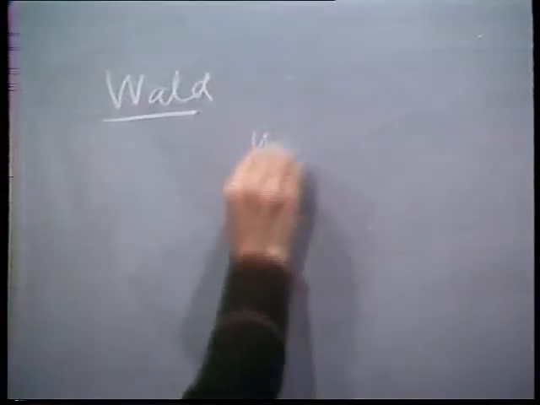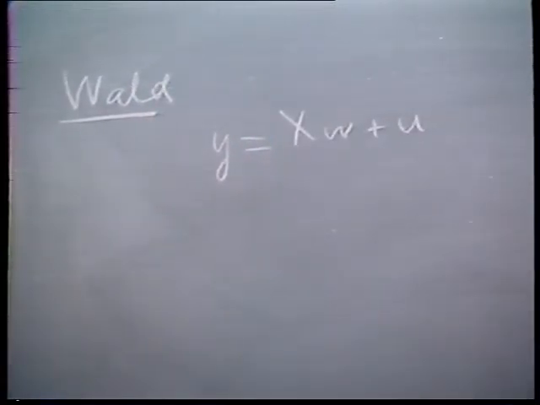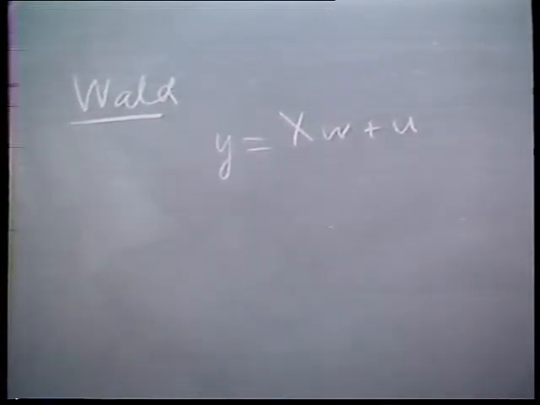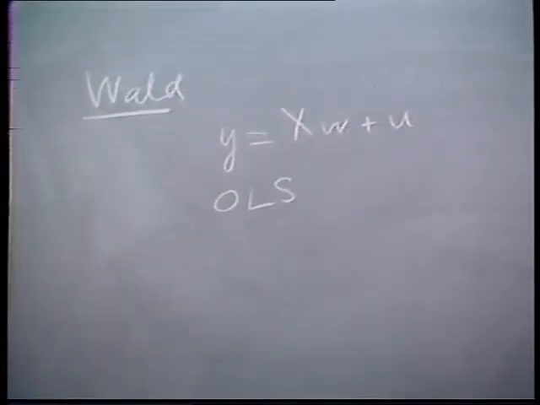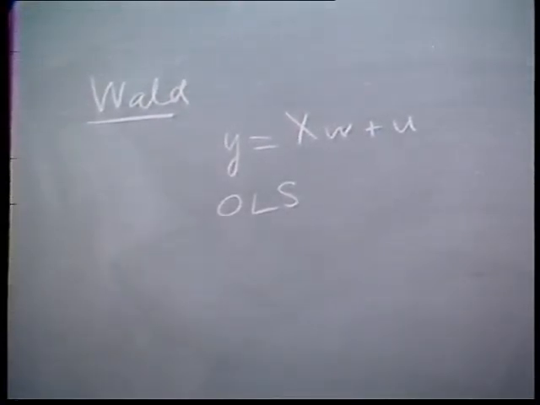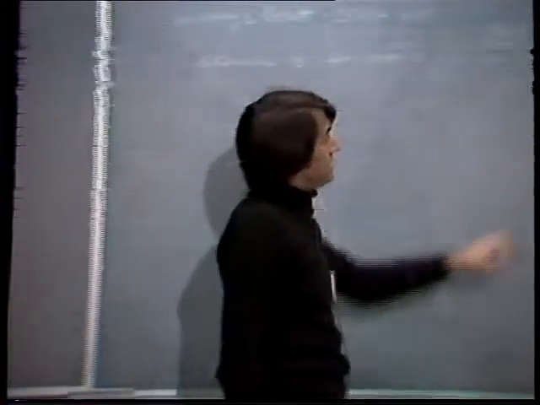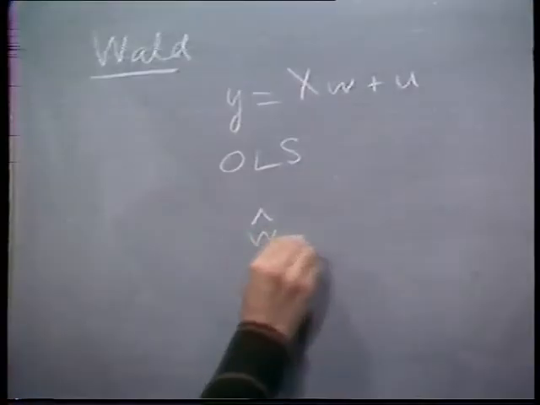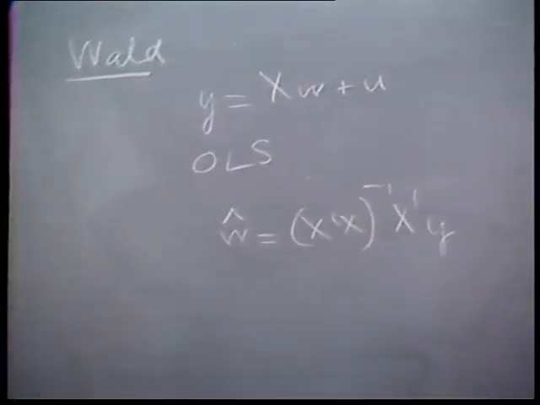The unrestricted model is y equals xw plus u. So that's a simple linear regression model. And so ordinary least squares estimation of that will give us the unrestricted estimates of w. What we can then do is form the appropriate sequence of chi-squared test statistics as functions of the unrestricted estimates of w.